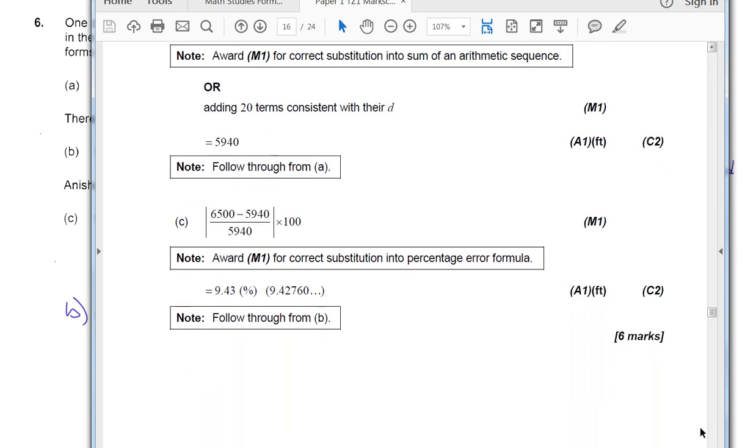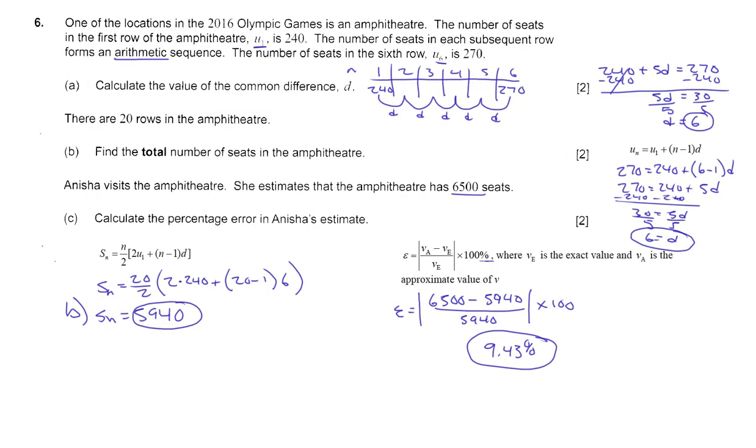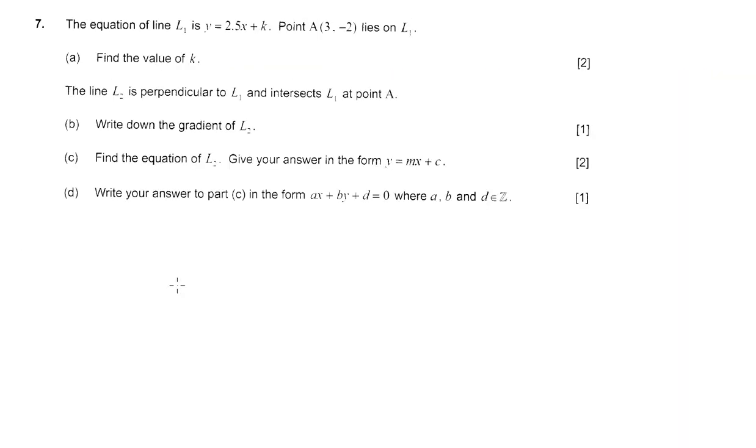Part C was our percentage error, and that's exactly what we did. Absolute value of 6,500 minus 5,940 over 5,940, multiplied by 100, and we got 9.43%, just like they did. Okay, so that would get us our full points on number 6. Let's now take a look at number 7.